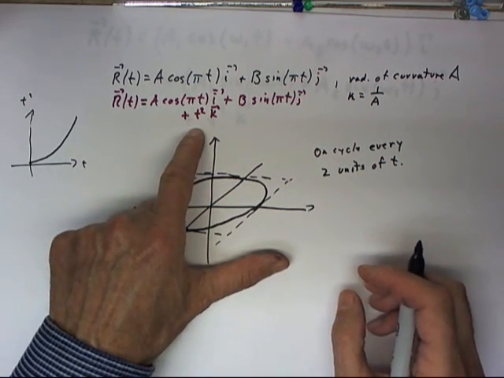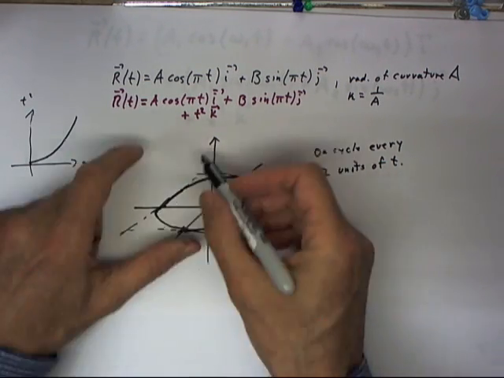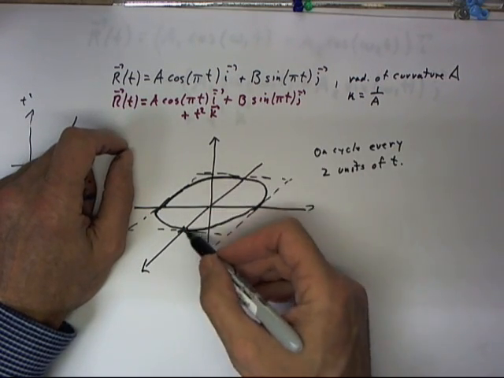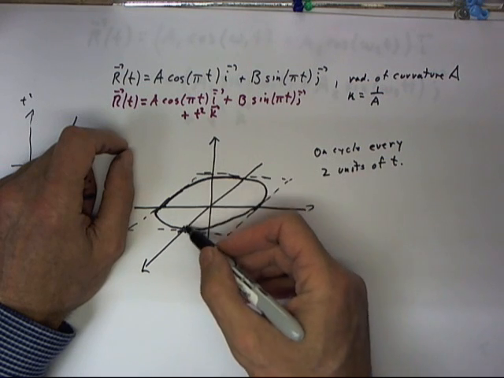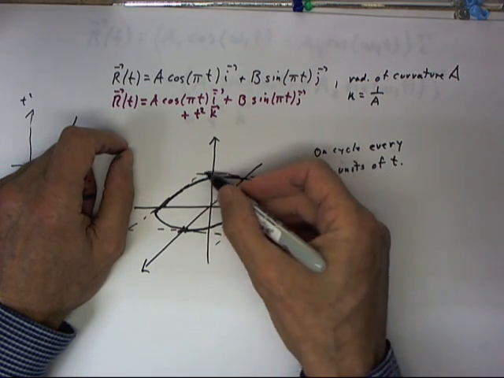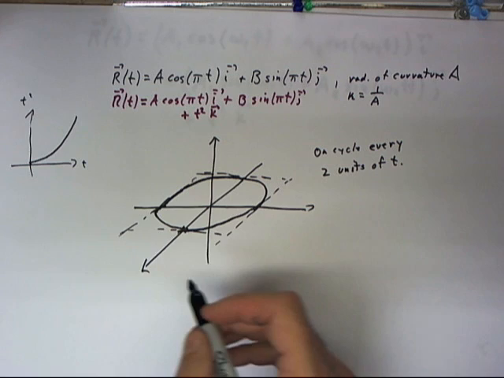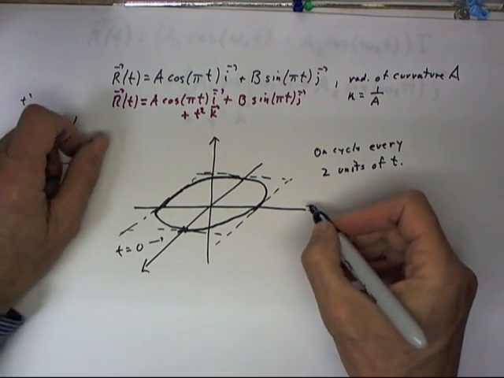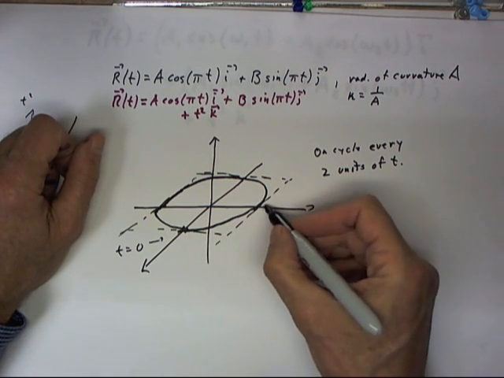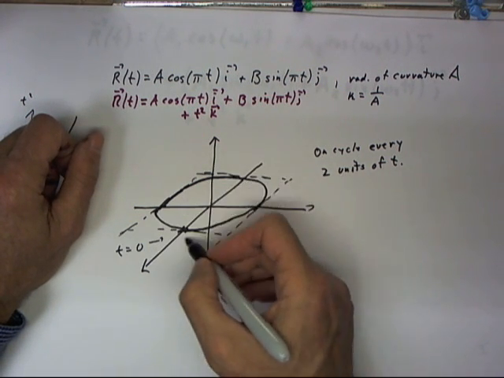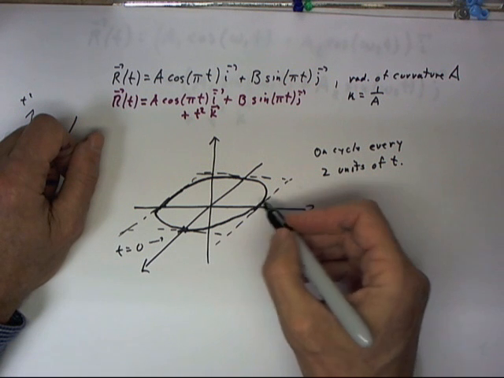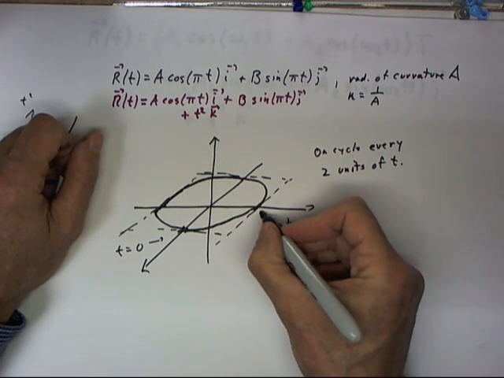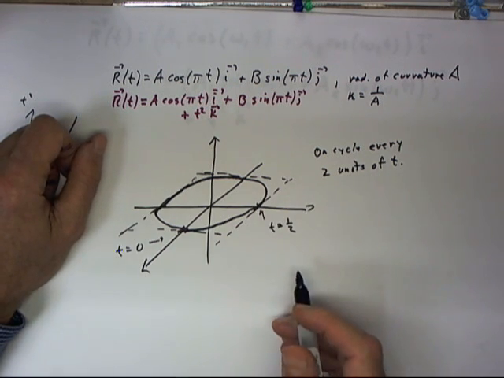Let's look at t. The i and j components are going to keep going around this circle at a constant rate. Every 2 units of t, we're going to go all the way around the circle. Now if this is our t equals 0 point, then we're going to be around here in 1/4 of a cycle, which is 1/4 of 2 units, which is half a unit. So at t equals 1/2, we would be here on the circle.